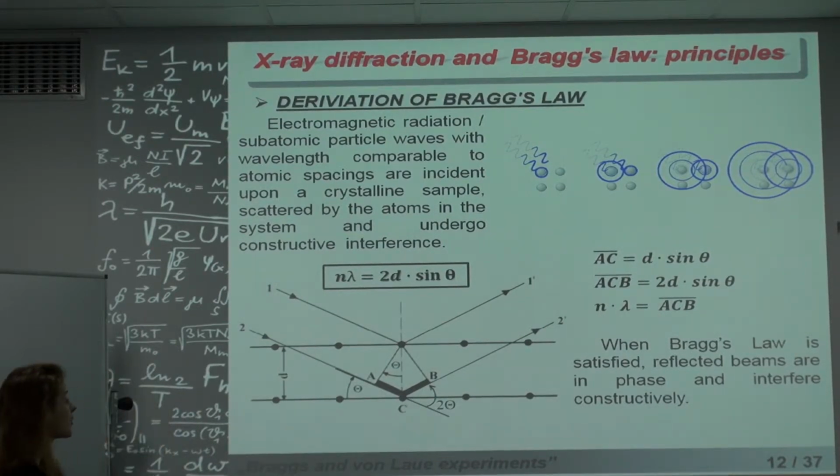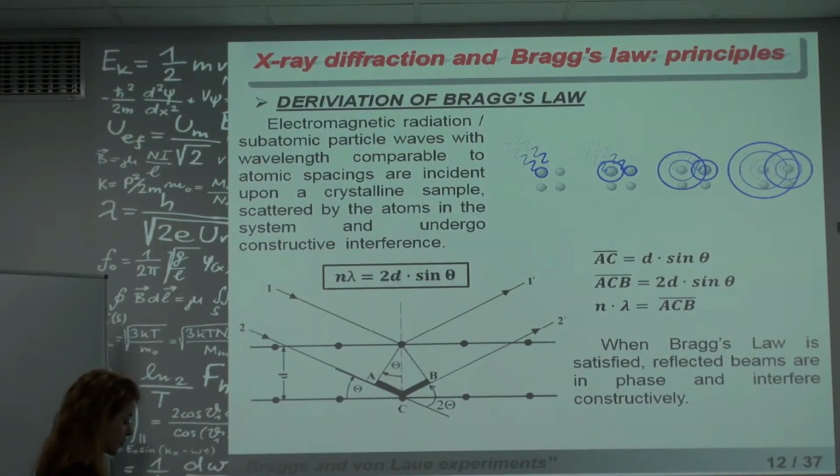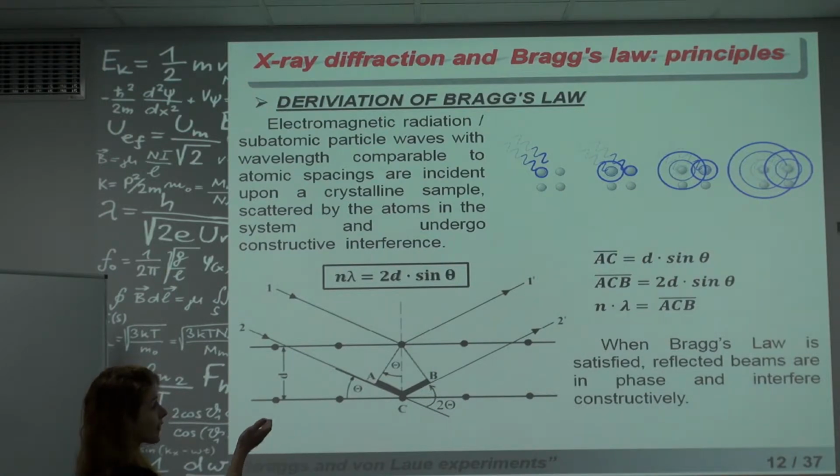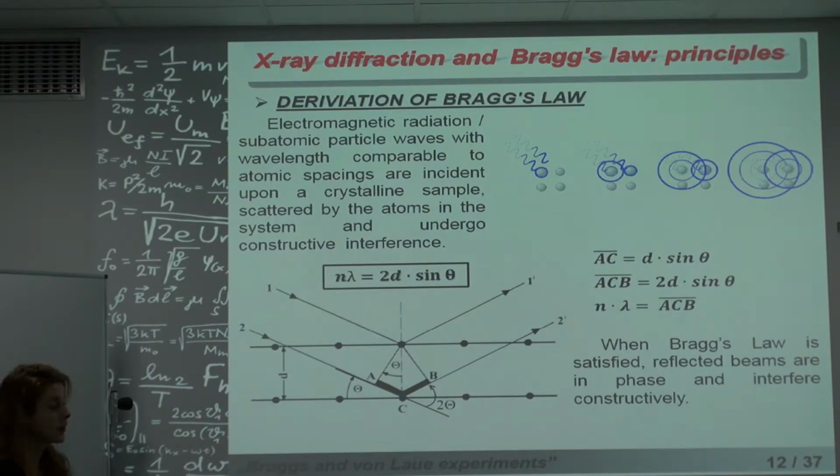From another point of view, the sum of these differences between the beams, between the lengths of the waves, AC plus BC, should be equal to n lambda. So we will have precisely the same phase shift. From one point of view, n lambda is equal to AC plus BC. From the other, it's equal to 2d sine theta. Combining these two equations, we will get Bragg's law.